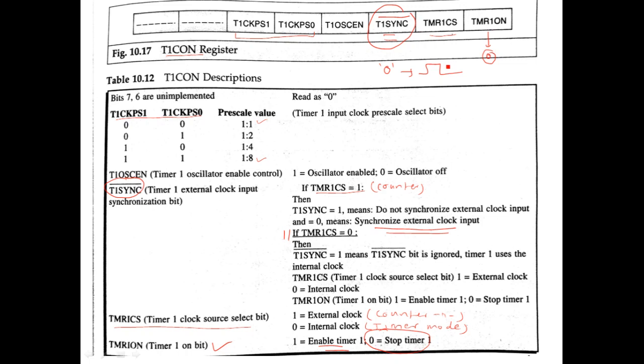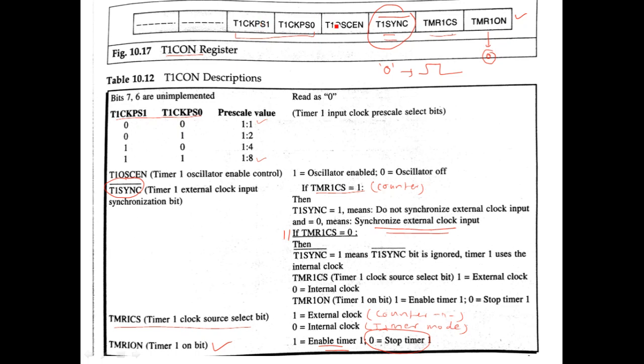That means it will not consume power, right? In a given application, suppose you don't need timer 1, then you can keep it off. So when you want to use this timer, first of all it should be switched on by making this bit 1.